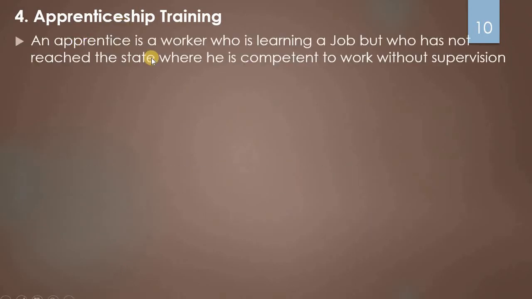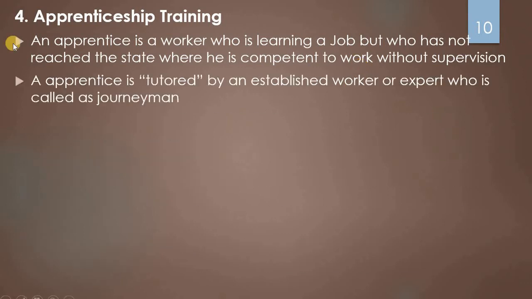An apprentice is a worker who is learning a job, but who has not reached the state where he is competent to work without supervision. He is just a junior level worker, a new worker who may not know the work completely. That's why he is placed under a competent or expert worker who can tutor him, who can teach him to master his work. So the apprentice is tutored by an established worker or expert who is technically called a journeyman.